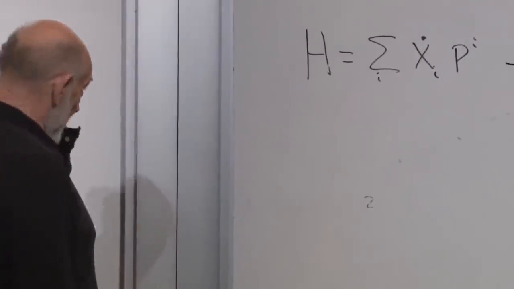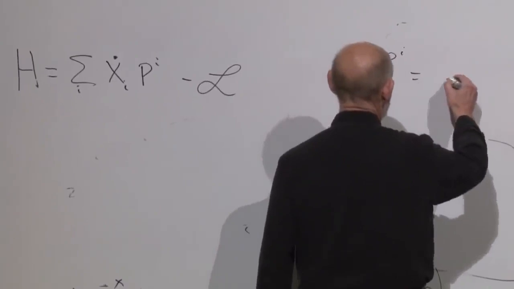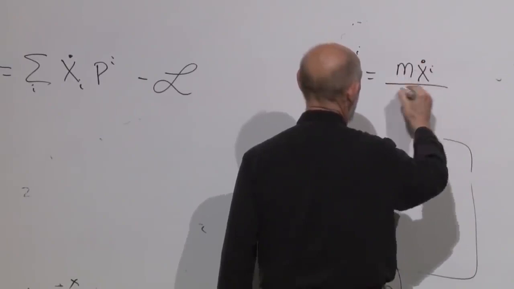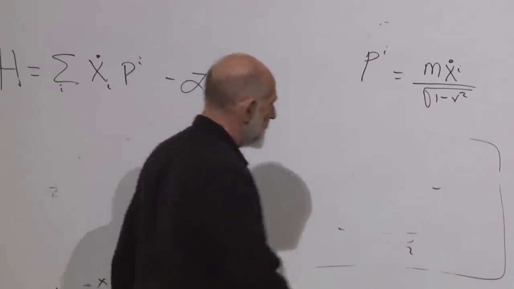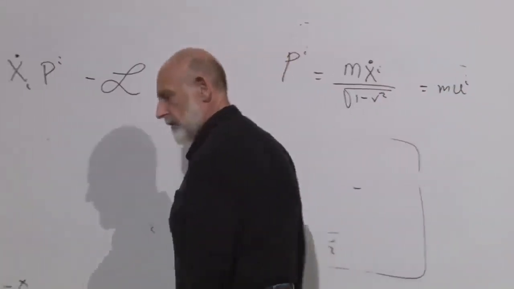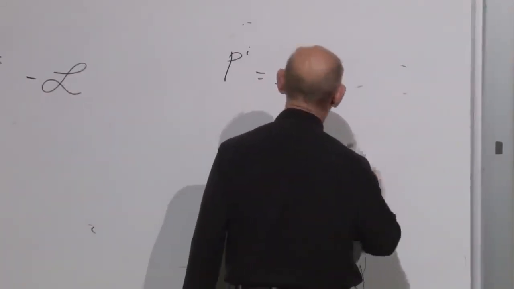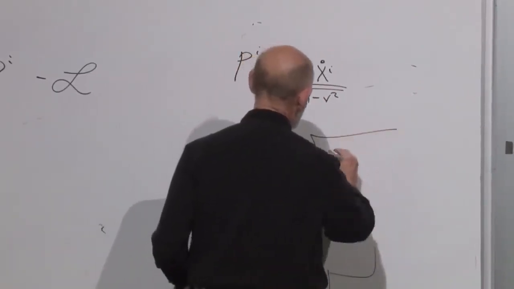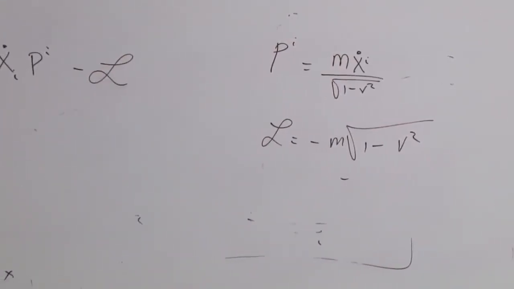Okay, so now we can write it down. We now know what it is. Let me write the Lagrangian over here, and the p's. What is p sub i? p sub i is equal to m x sub i dot divided by the square root of 1 minus v squared. That is the same as m u sub i, but I'm not going to use it that way. I'm just going to use it the way it is here. p sub i is that. And the Lagrangian is minus m square root of 1 minus v squared, where that means vx squared plus vy squared plus vz squared. That's the Lagrangian.